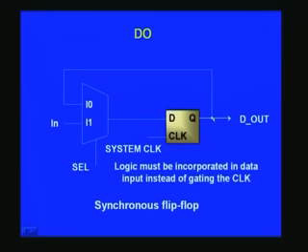And what is stored here will also be fed back. This is a combinational path here, and once the select goes to 0, it will register the same input which was the previous output here. I think this is clear to you. And that's what it says: logic must be incorporated in the data input instead of gating the clock as such.